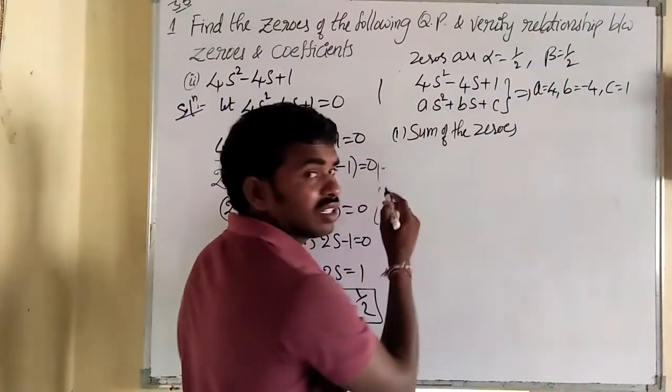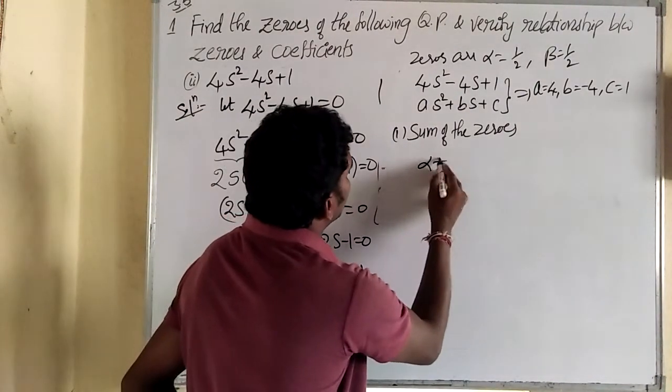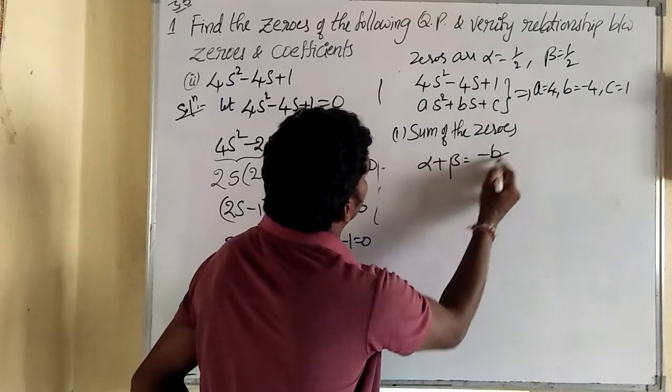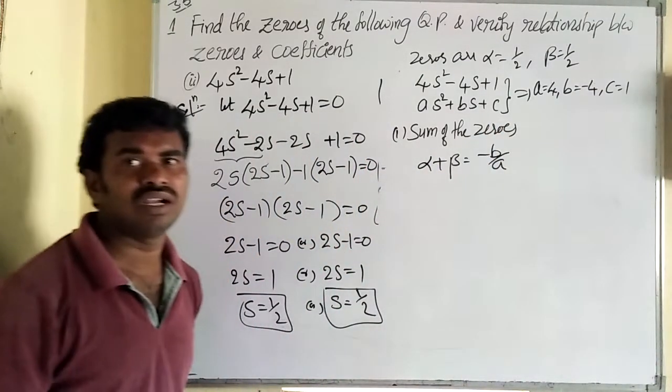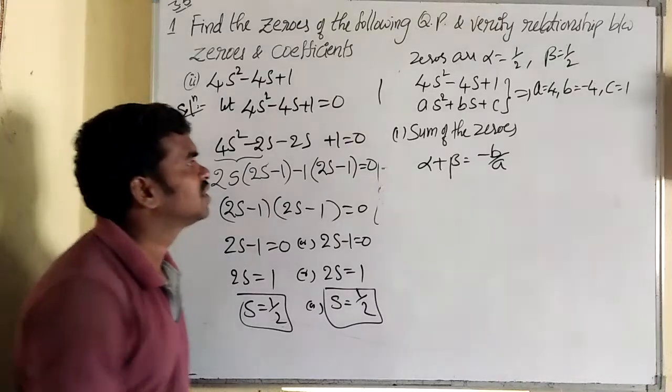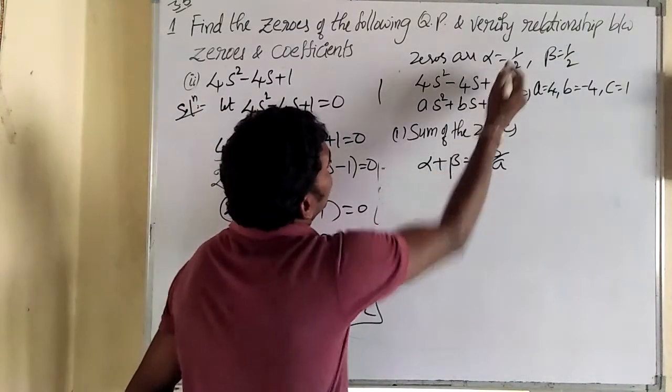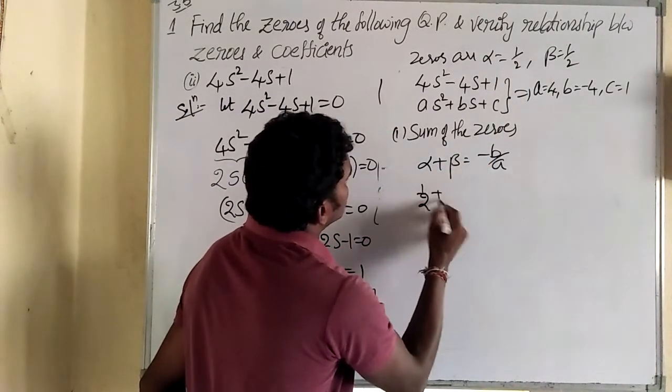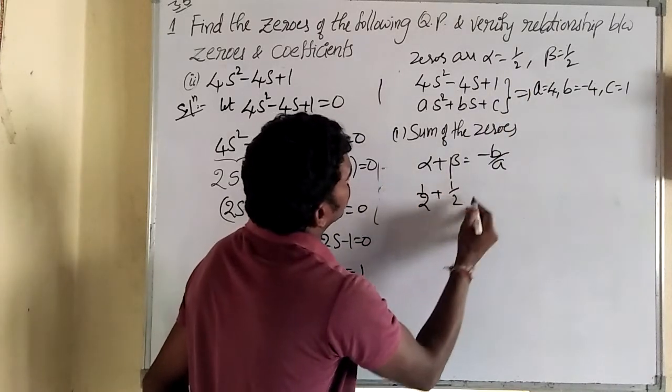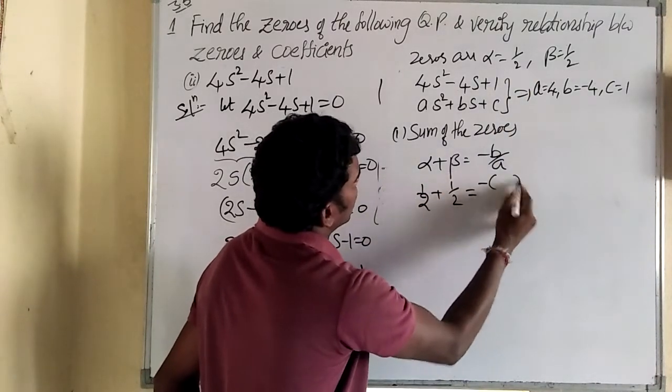Sum of the zeros, what is the formula? Yes, very good. Alpha plus beta equals minus b by a. So what is the alpha value? Very good, 1 by 2. And plus, what is the beta value? 1 by 2. And it is equal to minus, means minus.